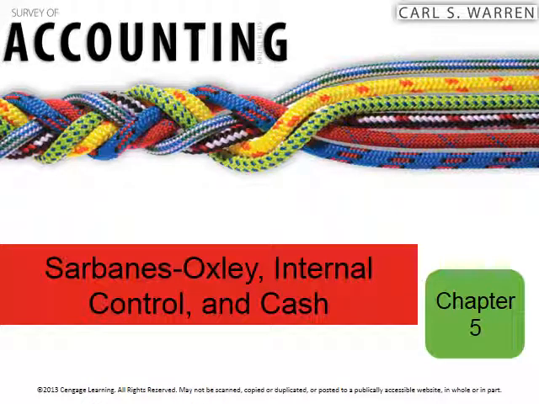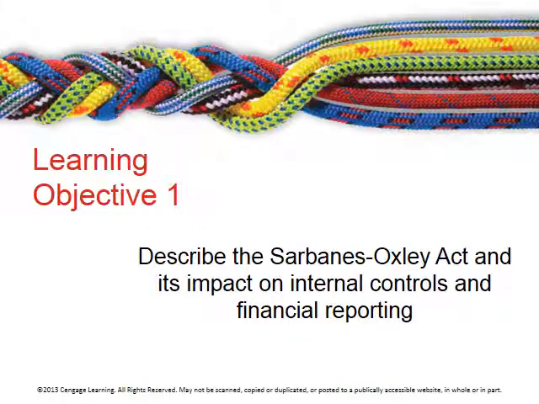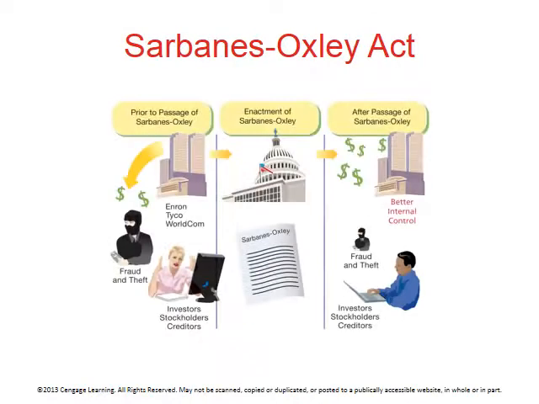Right, Chapter 5 is Sarbanes-Oxley, Internal Control and CAT. So let's jump right into the Sarbanes-Oxley Act and its impact on... So the Sarbanes-Oxley Act was an act passed by Congress in wake of the big accounting scandals.